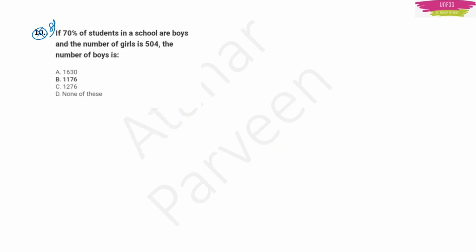Next question. This will be question number 8. If 70% of students in a school are boys and the number of girls is 504, the number of boys is. It is very simple. The only thing is you have to understand the question. What are they telling? They are telling that boys are 70%. Means indirectly what they are telling? Girls will be the remaining percent, right? 100 minus 70 you have to do. So girls will be 30%. But they have given numbers for girls. How many girls are there? 504 girls are there. We can use this data and we can find.